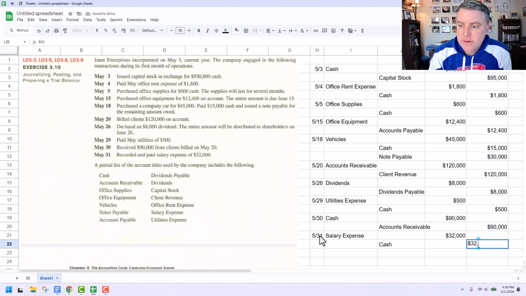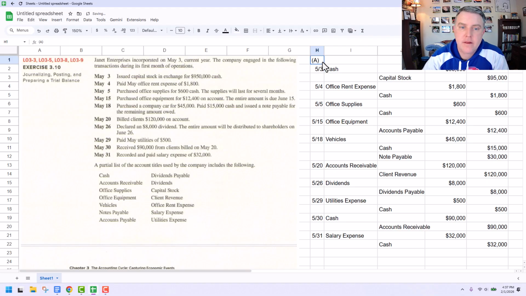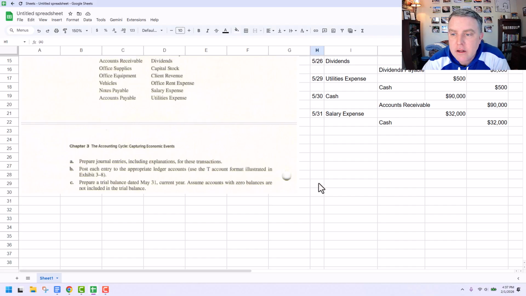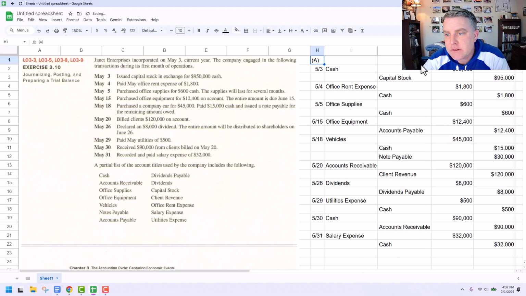All right. And so now we've recorded all of these journal entries for all of these transactions, and this is the answer to part A. So I realize it's quite a long problem here, but we're done with part A. So this is part A. Part B, what are they asking us? Post each entry to the appropriate ledger accounts. Use the T account illustrated in Exhibit 3.8. All right, so we basically want to create T accounts here.